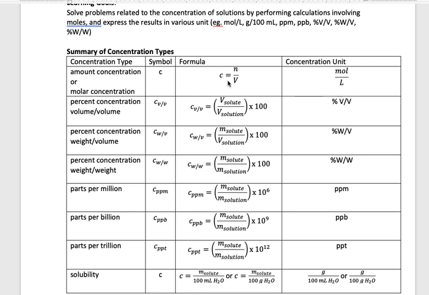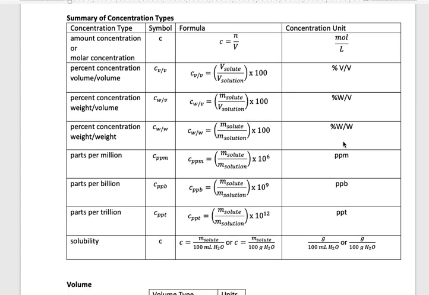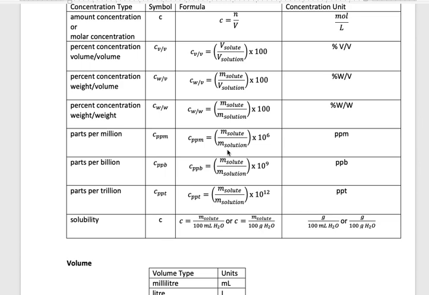With the percentage, when you make that comparison between volume over volume, or mass over volume, or mass over mass, you're always going to multiply that ratio by 100 to get a percentage value. Then these should be your units. So you would say, 5% by volume, or V/V.